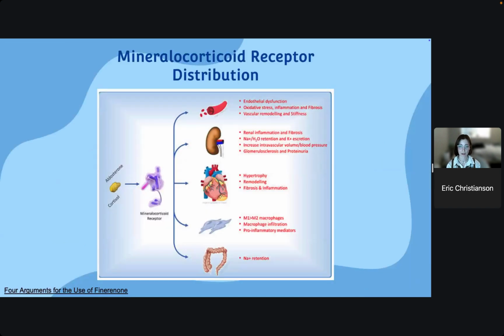So, mineralocorticoid receptors are distributed throughout the body. So within the blood vessels, they can cause endothelial dysfunction, oxidative stress, inflammation, fibrosis. Within the kidneys, renal inflammation, potassium excretion, they increase intravascular volume and blood pressure. Within the heart, they cause hypertrophy and remodeling. Within macrophages, they cause infiltration and pro-inflammatory mediators. And then within the large intestine, they can cause some sodium retention.